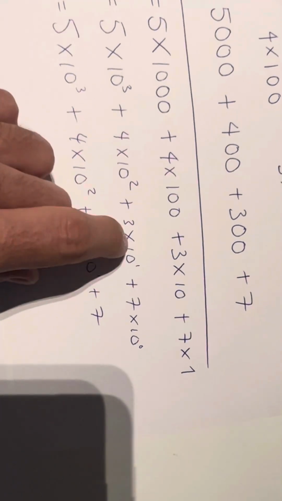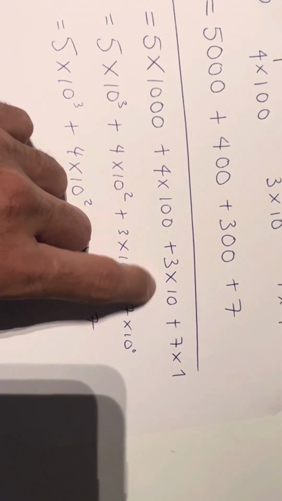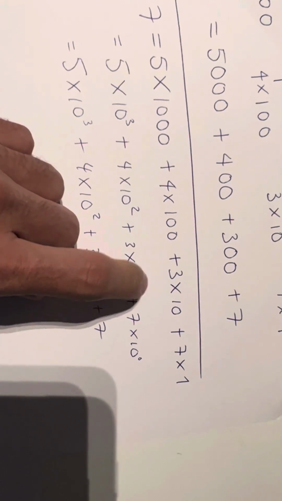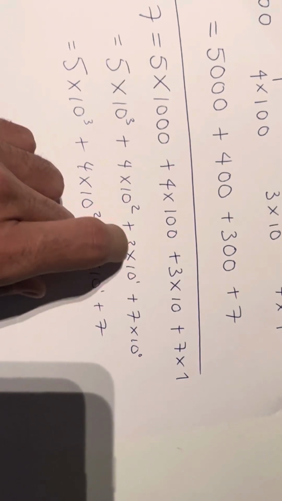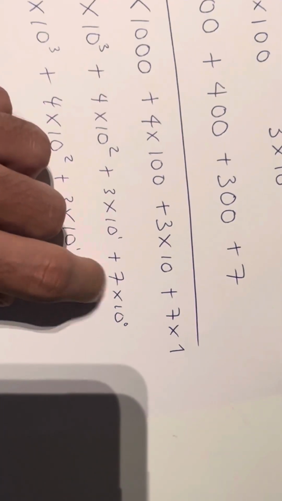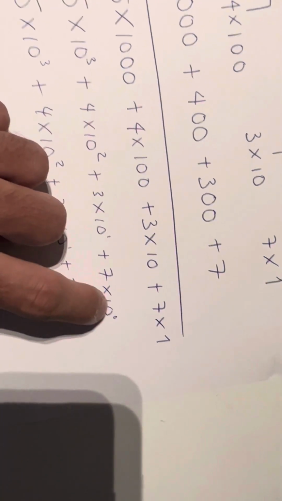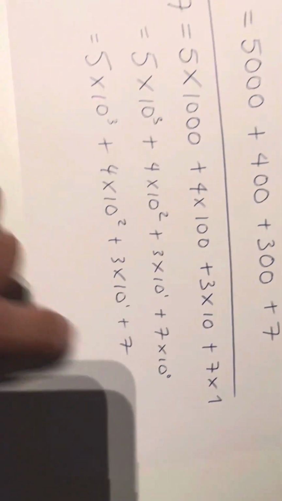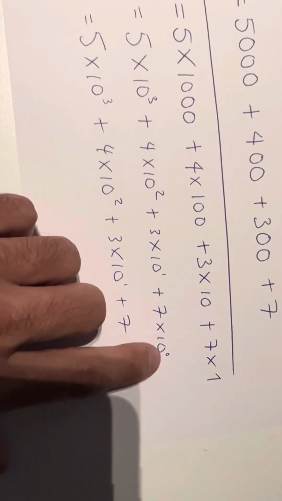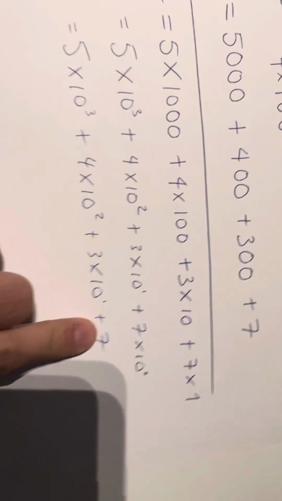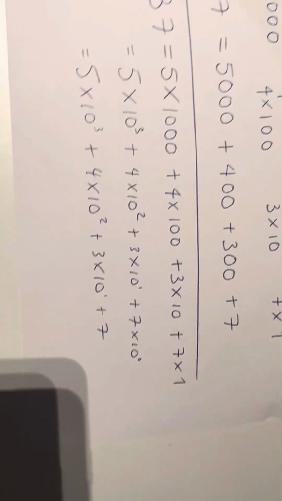Then in this case, 3 times 10 is 3 times 10 to the power of 1, because the 10 only appears once. And then 7 times 10 to the power of 0, because the 10 doesn't appear at all. It's only the number 1. Or instead of 7 times 10 to the 0, you can just say 7. So you can also express it like this. So I'll give you a last example.